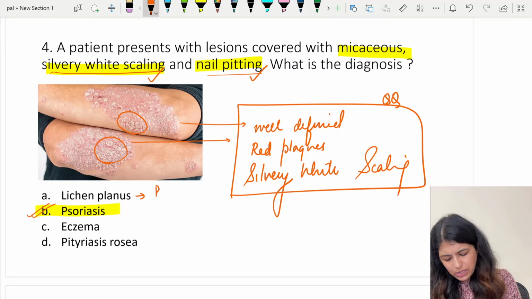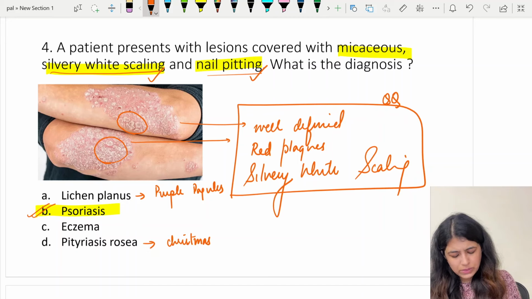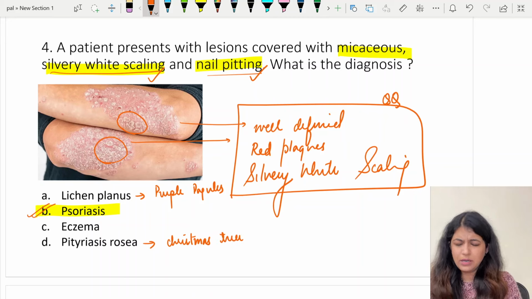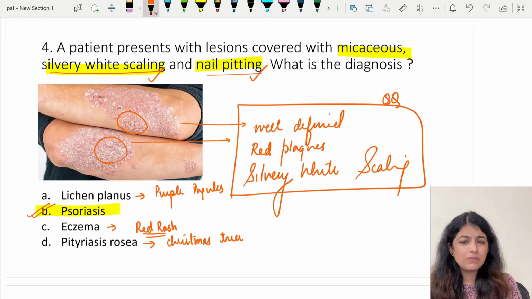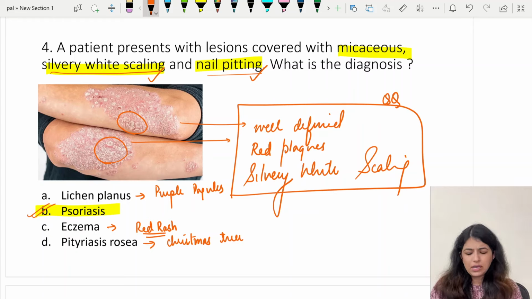Lichen planus would give us purple papules, not what the image gives us. Pityriasis rosea would give us papules and plaques in a Christmas tree pattern, again not what the image tells us. And eczema would give us a red rash with mild scaling, but the scaling will not be micaceous or silvery white, so that takes us away from eczema. So the correct answer to question number 4 here is option B, that is psoriasis.